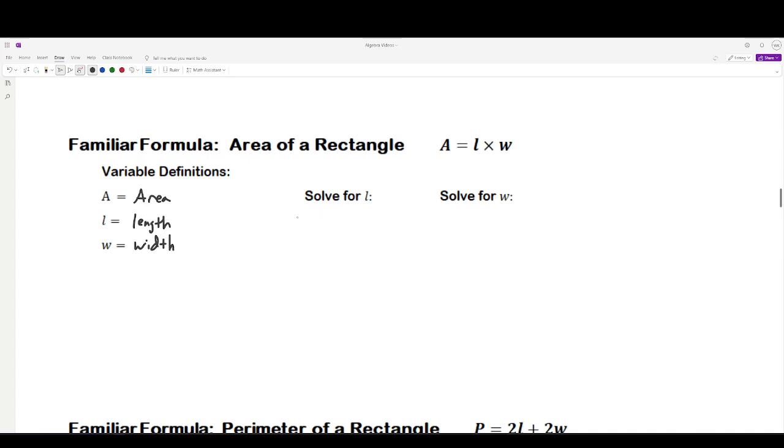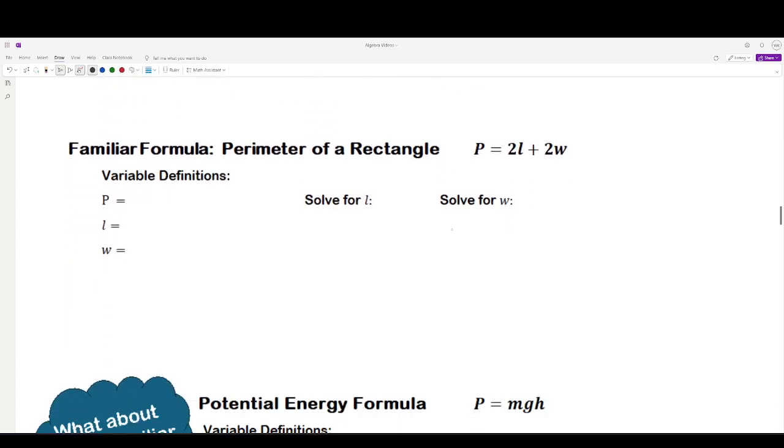If we want to solve for L, we have A equals LW. If we want L by itself, the operation taking place here is multiplication. To undo that, we would divide by W, and we would get L equals A over W. And there we go. Solving for W would be the exact same process, so I'm going to leave that one for you to do. I'm probably just going to do one on each of these and let you do the other one. So feel free to pause and do those to make sure you're getting it.